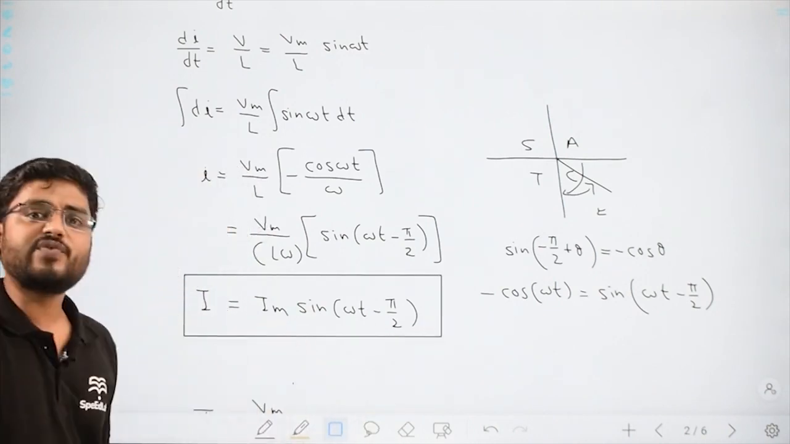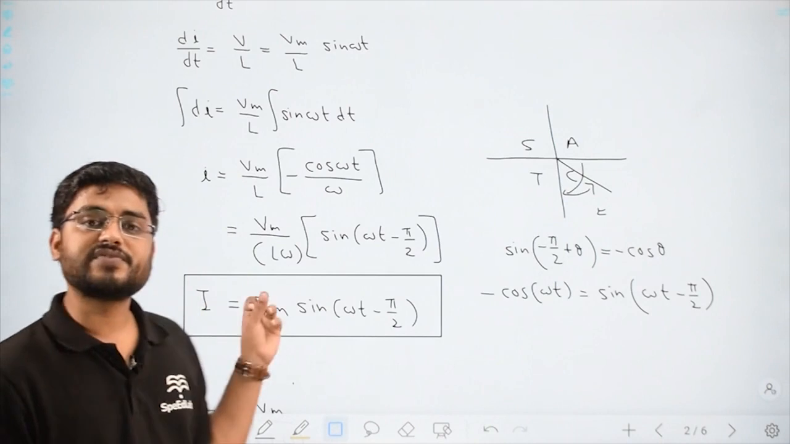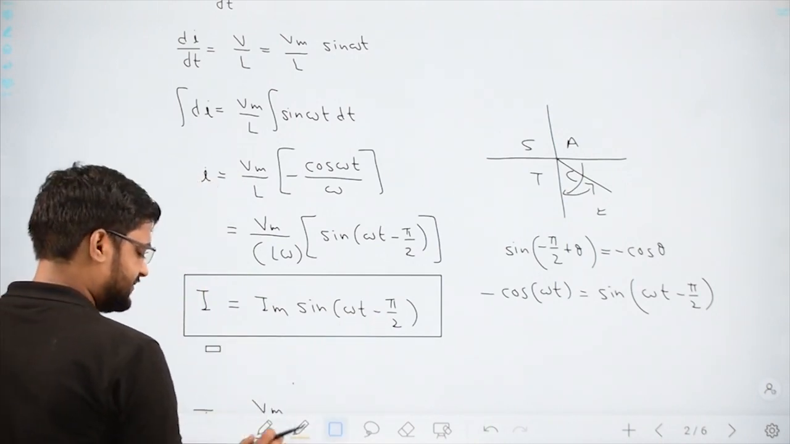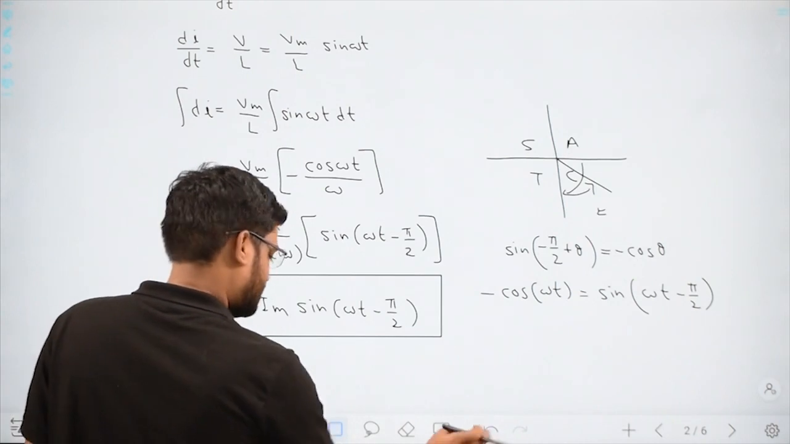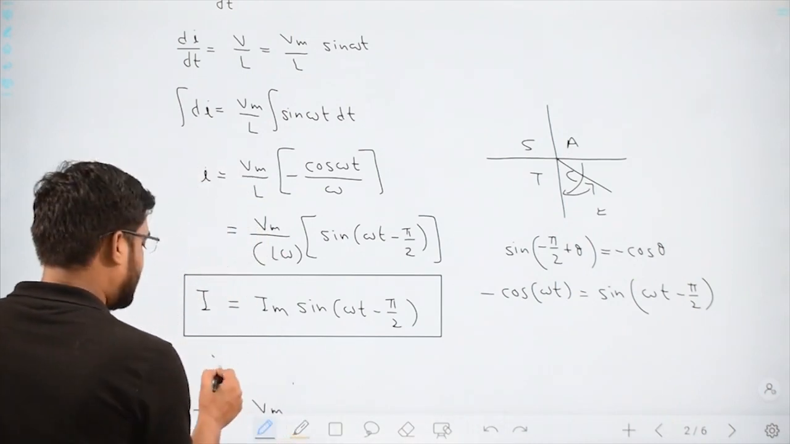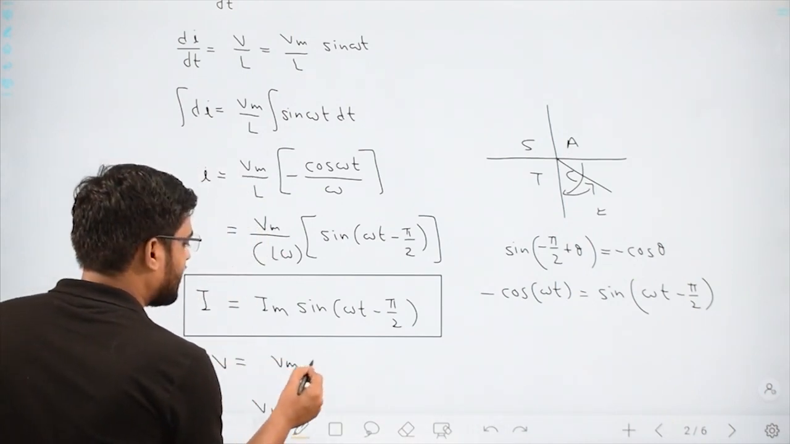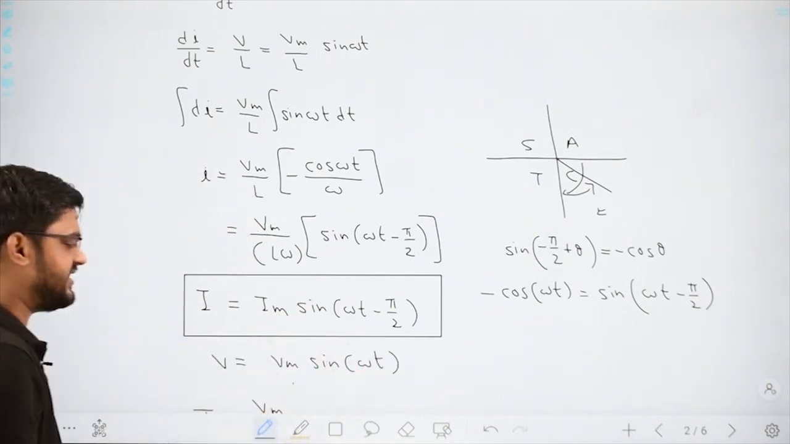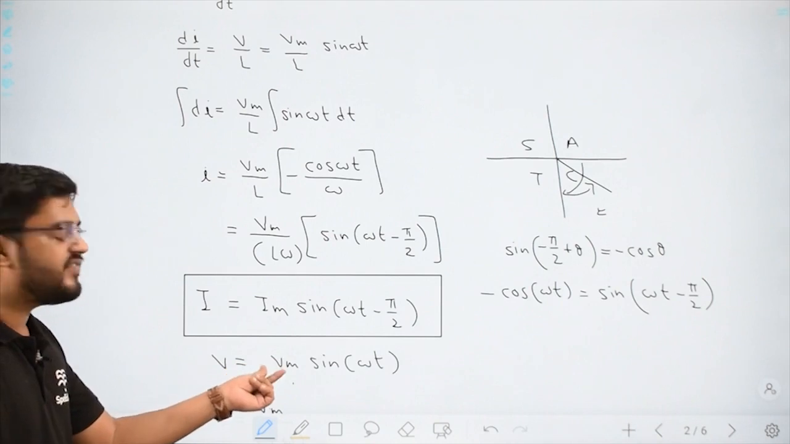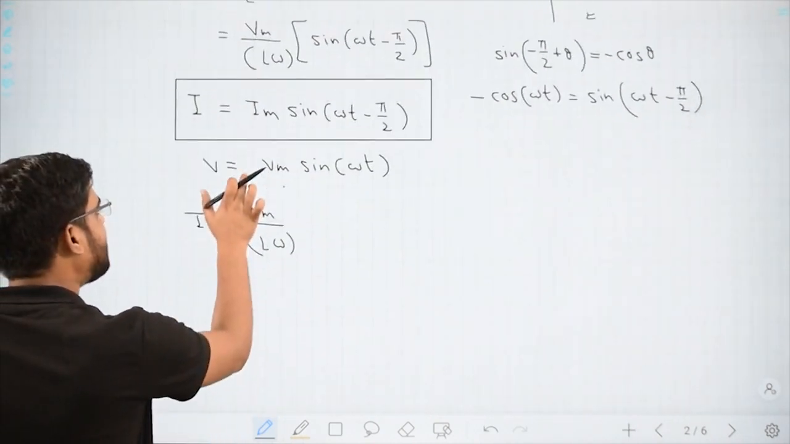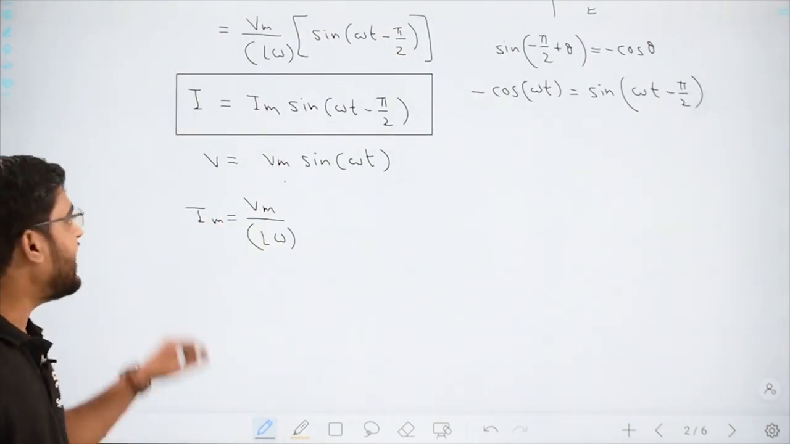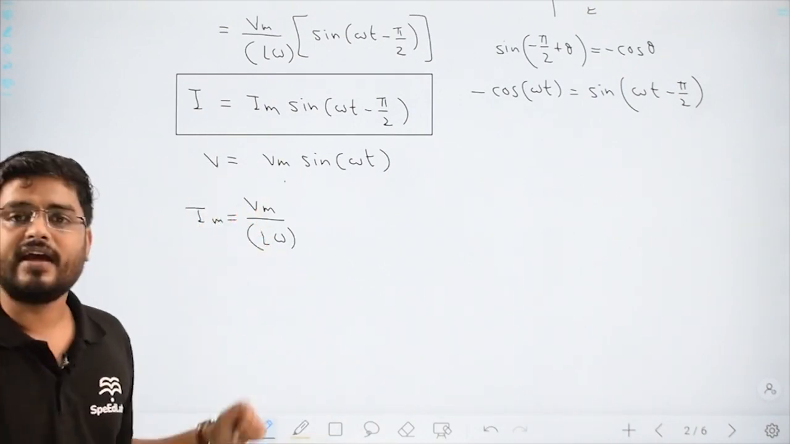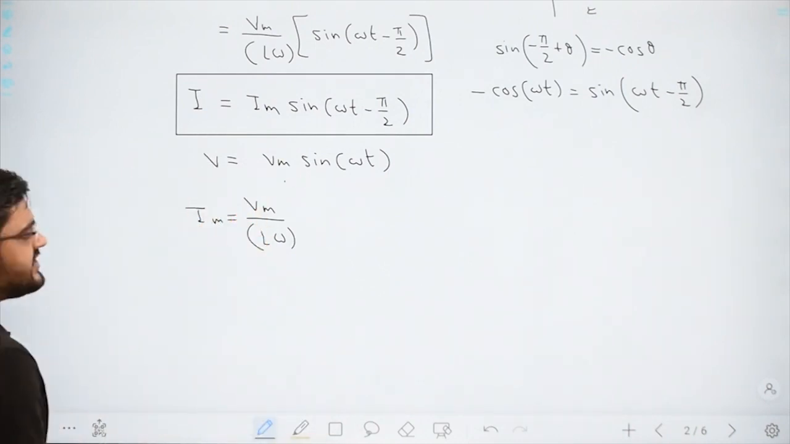So here V was given to us. We found V was Vm sine omega t. I am simultaneously writing that also. V was Vm sine omega t. If you look at both of these simultaneously, if Vm is the peak value of the voltage, then Im is the peak value of current, and Im is given by Vm by L omega.